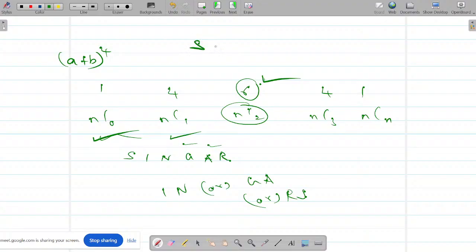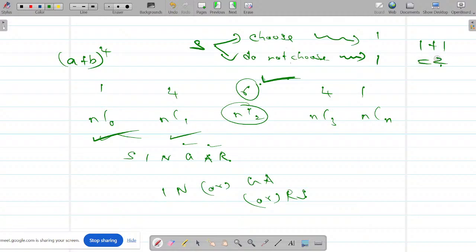There are two cases: either you choose or you do not choose. In the combination, whether I'm going to choose S or not choose S. If I do not choose, there is one option for me. If I choose, there is one option for me. So how many options do I have for S? Two options, that is 1 plus 1.